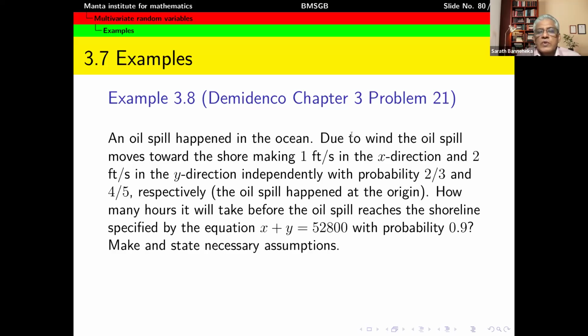So it says that the oil spill moves in the x direction with 1 feet per second with probability 2/3. That means the probability that the oil spill moves in the x direction 1 feet, right? Either 1 feet with probability 2/3 or 0 feet with probability 1/3. So this is a very simplified version. There are only 2 possibilities. Either it is moving 1 feet per second in the x direction or 0 feet per second. And similarly, in the y direction, it moves 2 feet per second with probability 4/5 or 0 with probability 1/5.